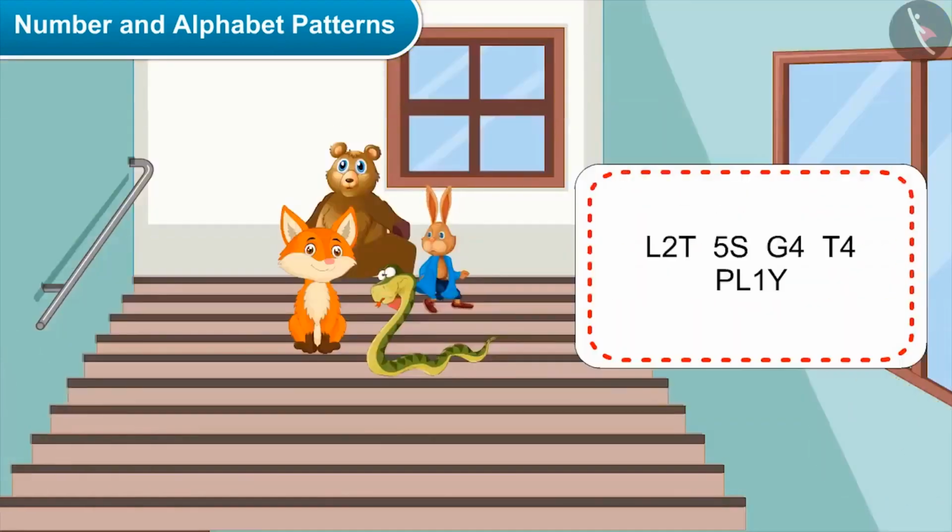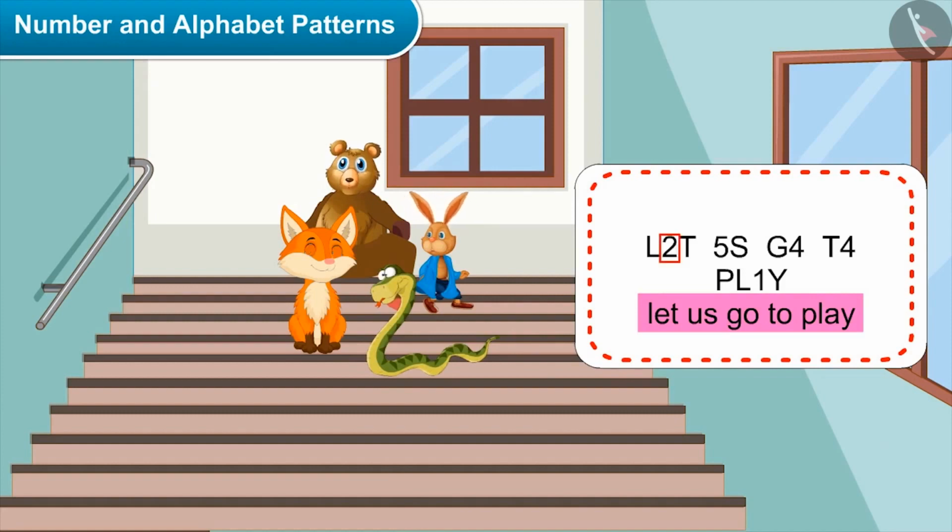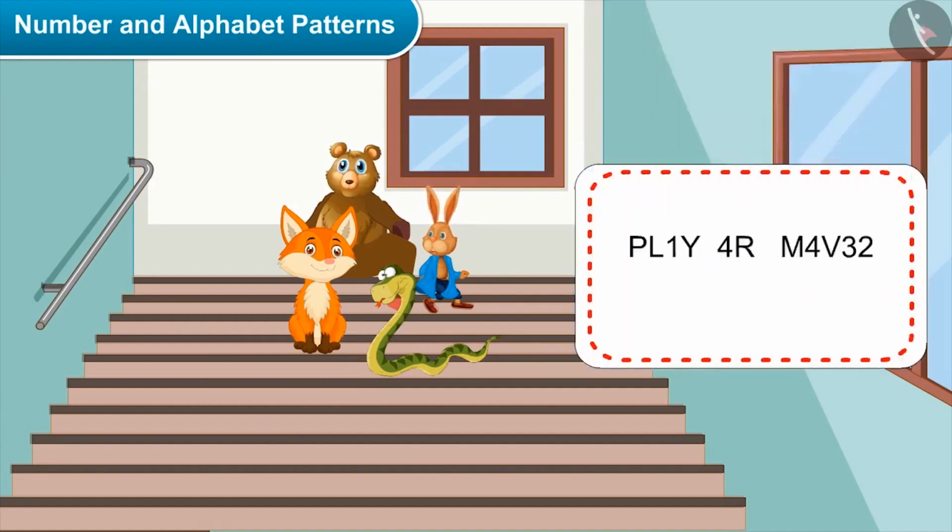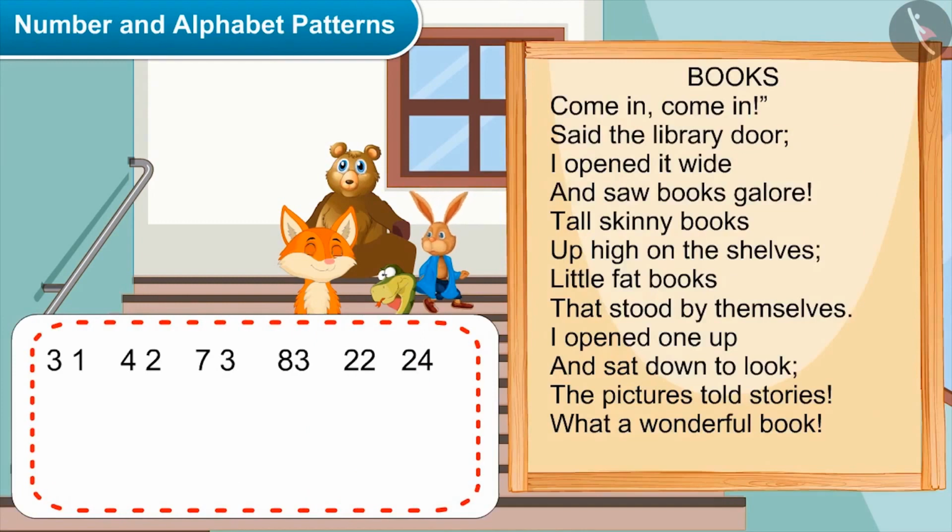Yeah, I got it. Can you decode the message which I have written? Kids, you can pause the video to decode the message. Let us go to play. Right. We have converted 2 into E, 5 into U, 4 into O, and 1 into A. Okay. Well, here is my message. Play or movie? Yes, right. We have converted 1 into A, 4 into O, 3 into I and 2 into E. So now we can text each other by using this code.